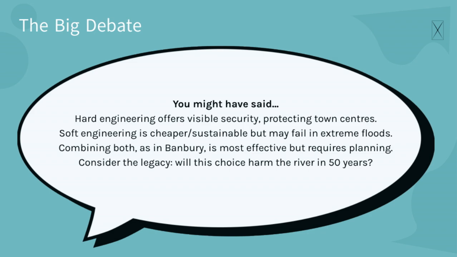The strongest answer is likely to argue for an integrated approach, like Banbury. This means using both hard and soft engineering together. For example, hard defenses could protect the town center, while flood storage areas and afforestation reduce the amount of water reaching the town. A strong evaluation should also consider the long-term legacy. A decision that protects people today but damages the river for the next 50 years may not be sustainable. So the best river management is not just about stopping the next flood. It is about creating a safer and healthier river system for the future.